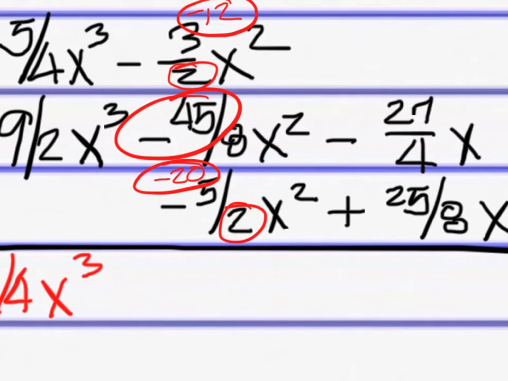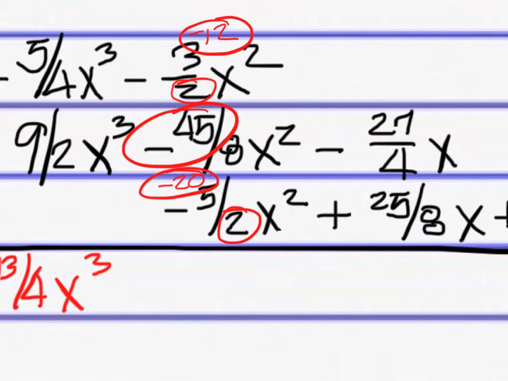So we will add these together. Negative 12 minus 45 is negative 57. Negative 57 minus 20 is negative 77. And we're putting that over 8 with an x squared.